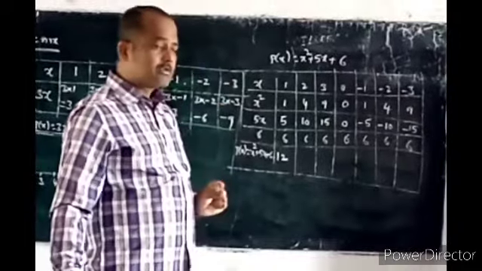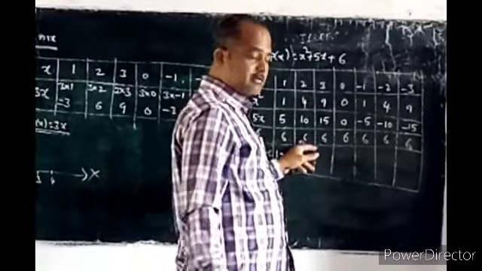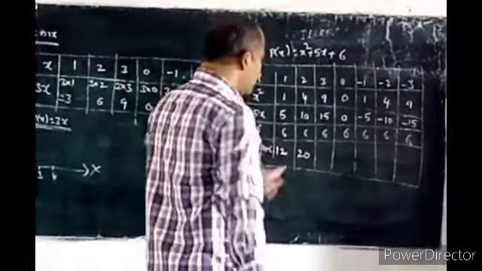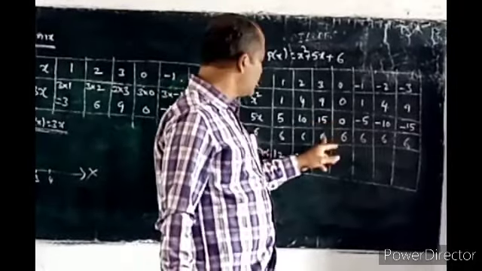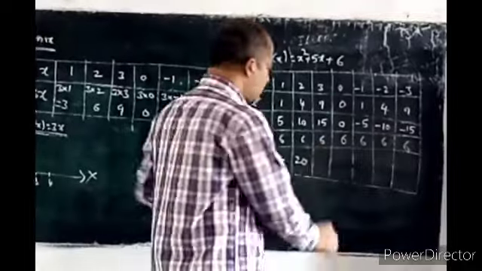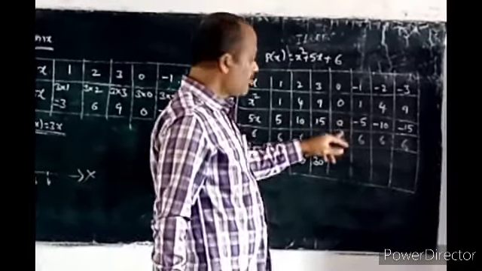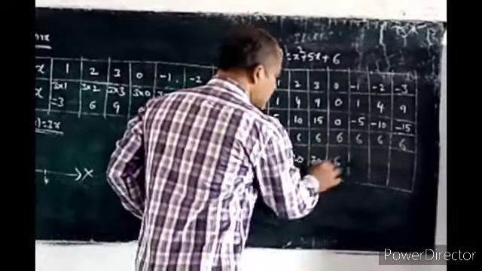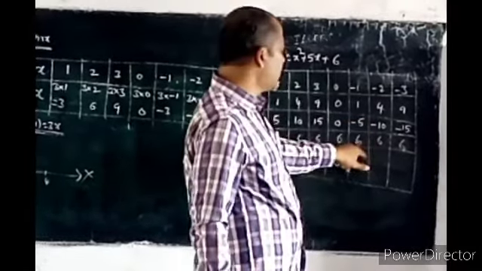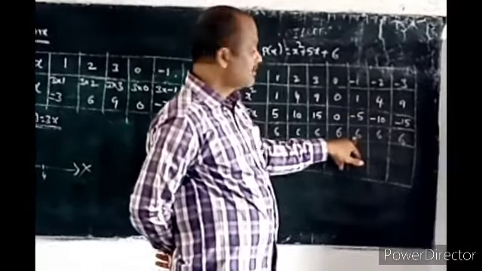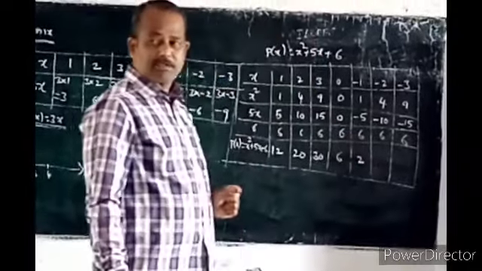This value is 12. Next 4 plus 10, 14, plus 6, 20. Next 9 plus 15, 24. 24 plus 6, 30. Next 0 plus 0 plus 6. The value is 6. Next 1 minus 5, minus 4. Minus 4 plus 6 is plus 2.